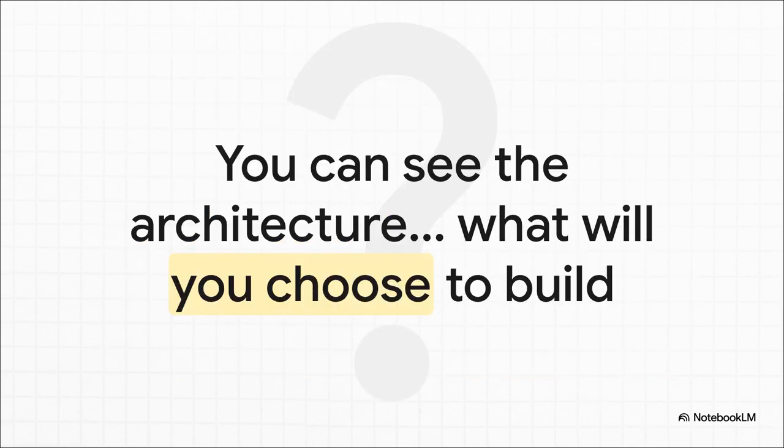So choice architecture is all around us. It's shaping our lives every single day. It can be used for good, helping us eat better, save more, and live healthier lives. Or it can be used as sludge, to confuse and trap us. The question isn't whether this architecture exists. It does. The real question is, now that you can see it, what will you choose to build?